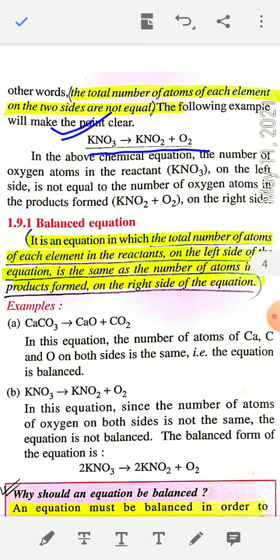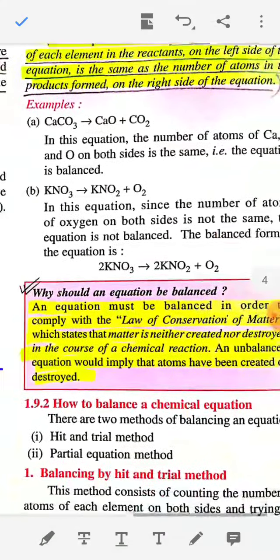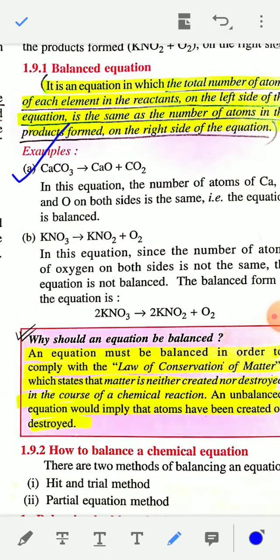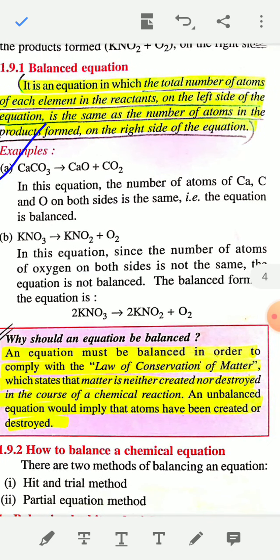So first you have to know how to balance a chemical reaction. For example, when calcium carbonate is heated, it forms calcium oxide and carbon dioxide. In this reaction, you can calculate the number of each element on both sides of the equation, and you will see that the number of atoms of each element on both sides of the equation is the same. That's why this is actually a balanced chemical equation.